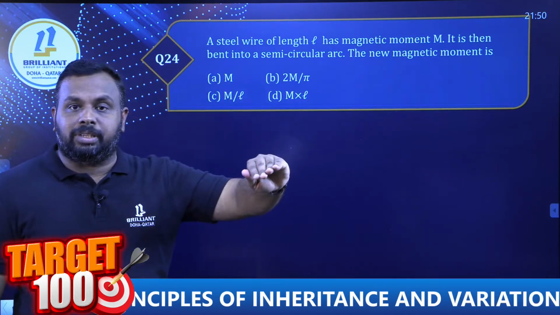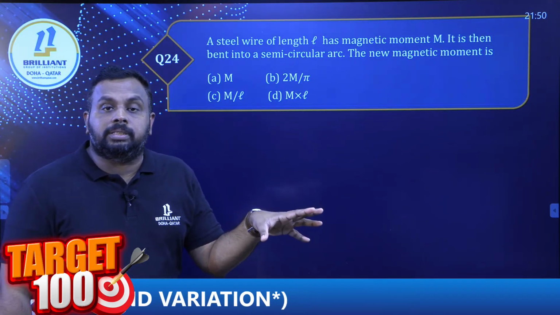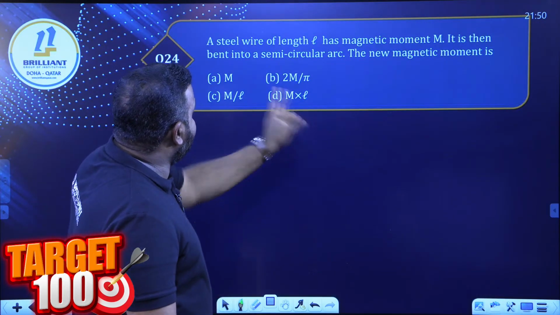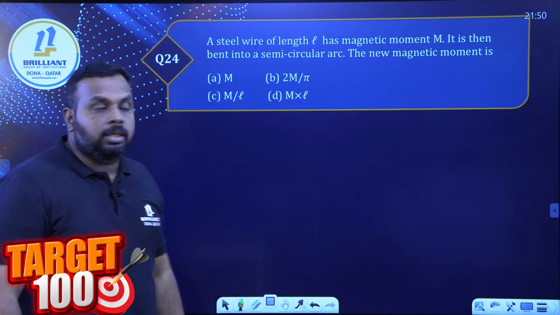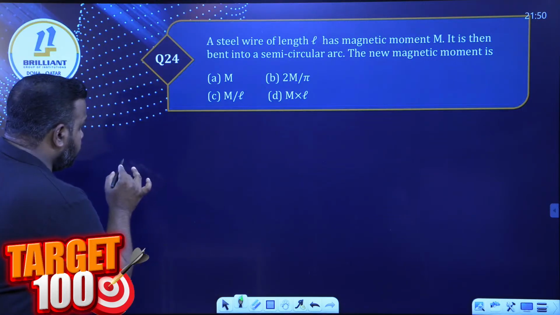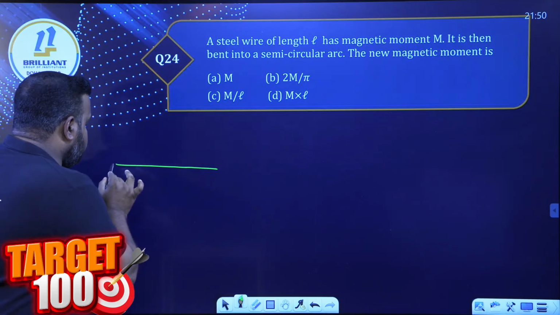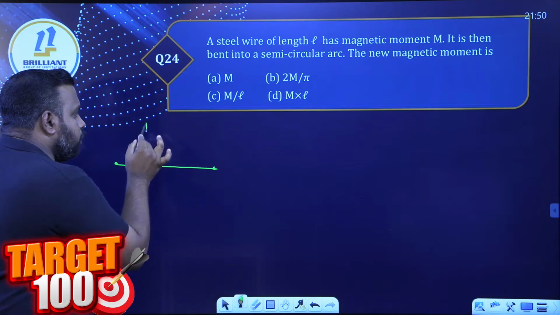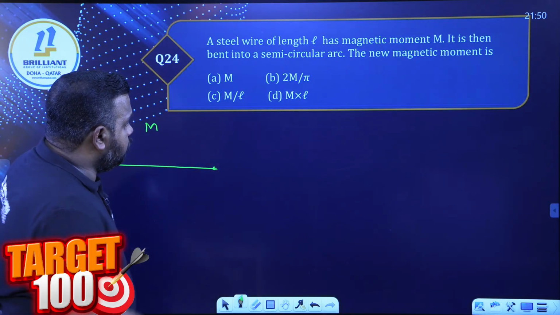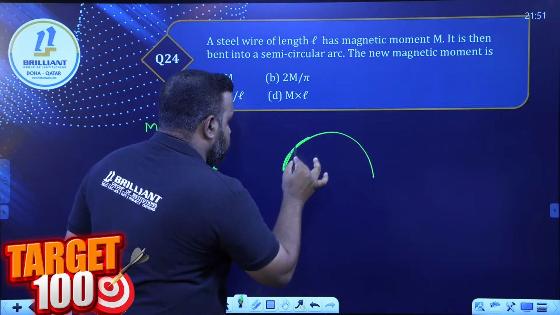They did not say that it's a current carrying wire. There is a steel wire. It has a magnetic moment. What is the magnetic moment? It is M, capital letter M. Now that steel wire is bent into a semicircular arc. The new magnetic moment is. So let this be the steel wire. It has a magnetic moment of M. After that, they are bending this steel wire into a semicircular wire like this. Then what is its magnetic moment?